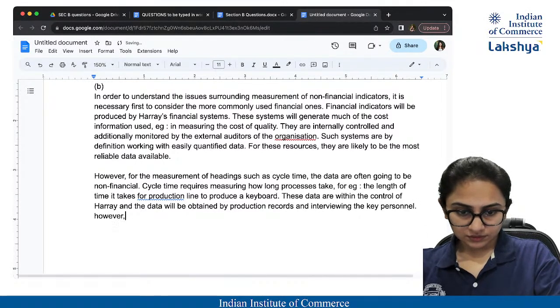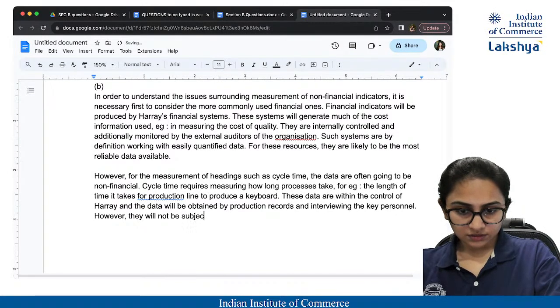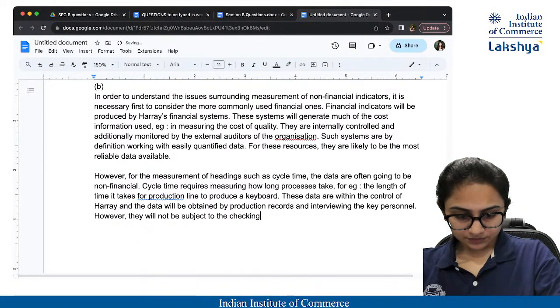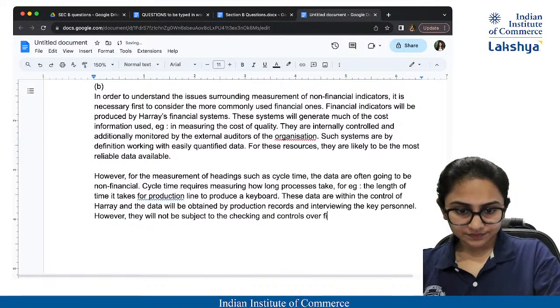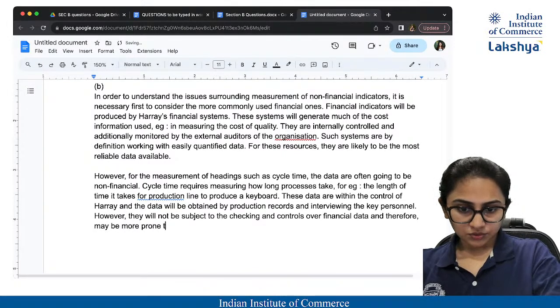However, they will not be subject to the checking and controls over financial data and therefore may be more prone to error.